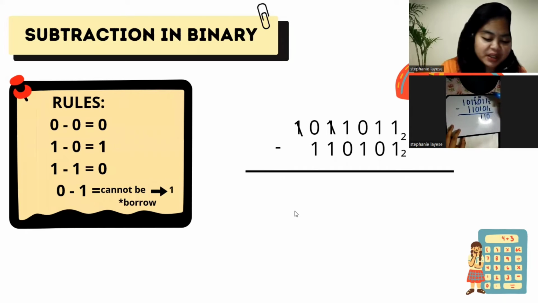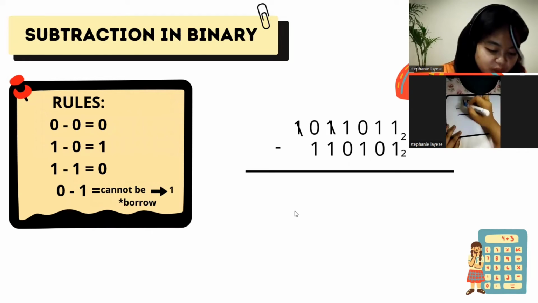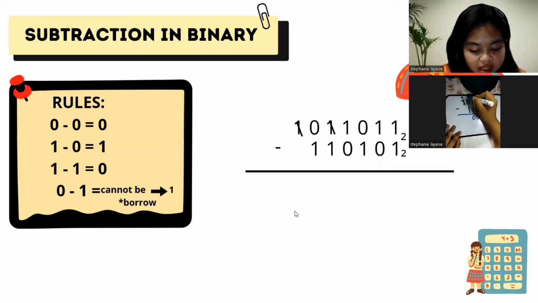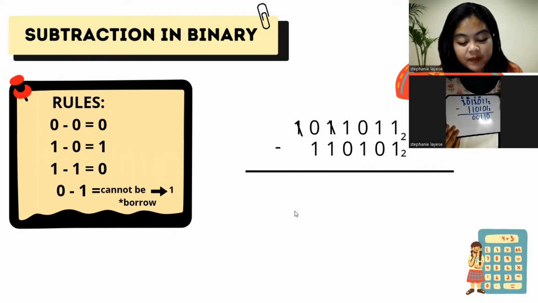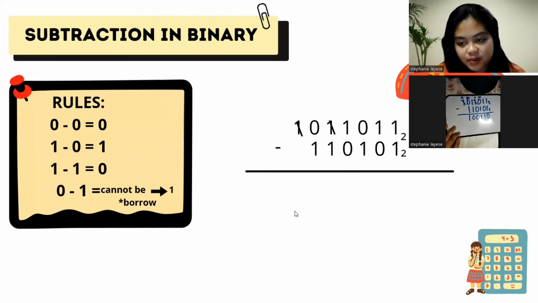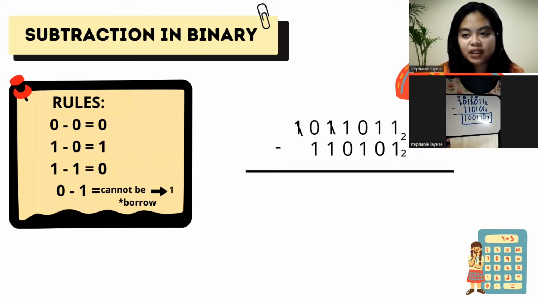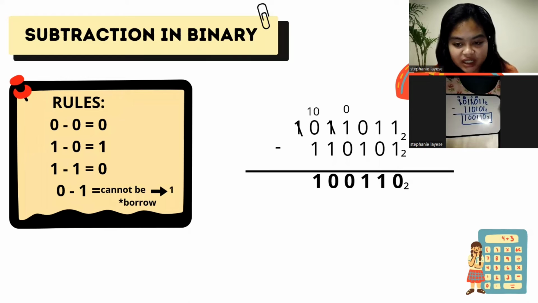And here, 0 minus 0 equals 0. 1 minus 1 equals 0. And 0 minus 1 cannot be. So we will borrow here again and put 0. And then again, this is going to be 10. And it's not going to be 10 minus 1 equals 9 because it's not decimal. It's binary. So we will just simply put 1. And then don't forget to copy the subscript of 2. So now we will get this value. Now let's check if we got the correct answer in our presentation. Yes, we get the correct answer, which is 10110 subscript of 2.